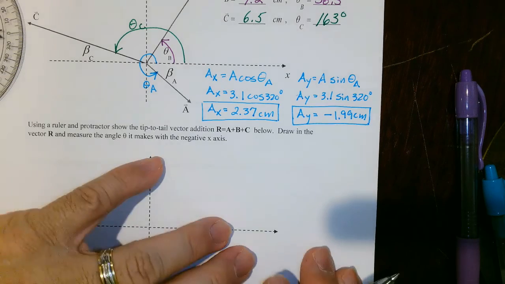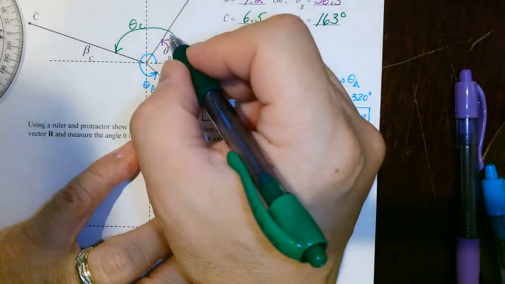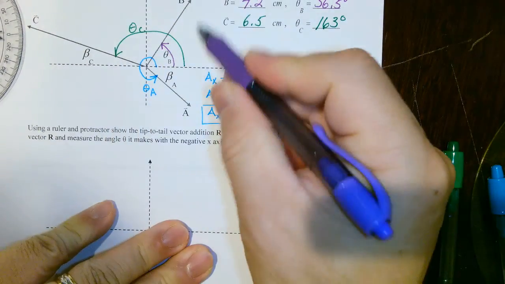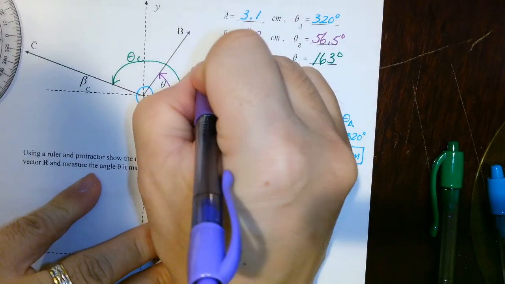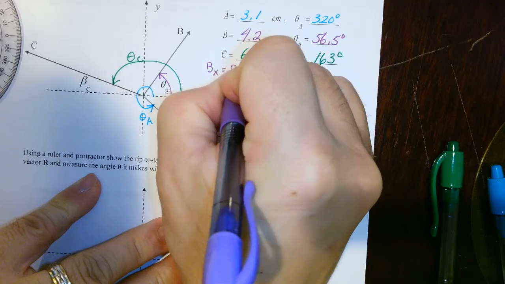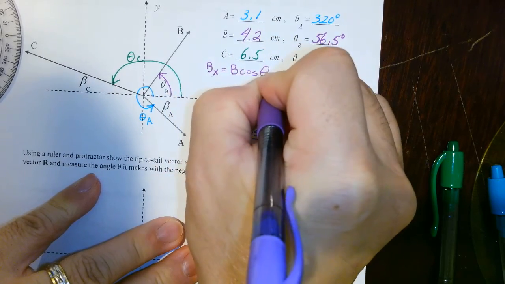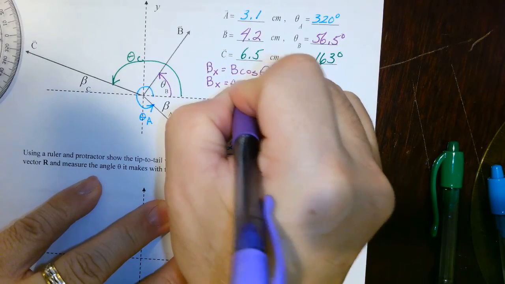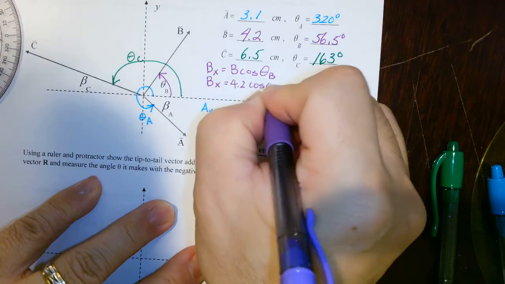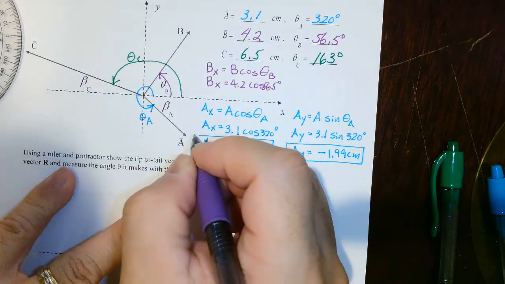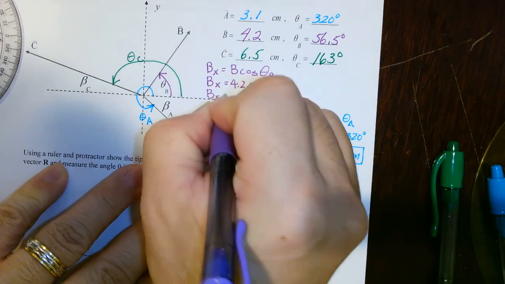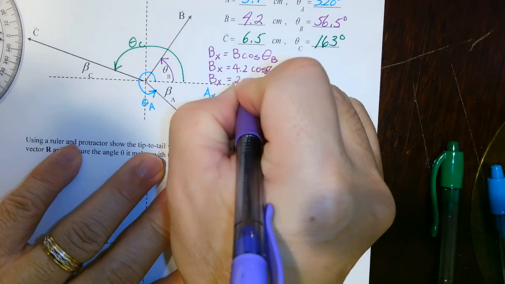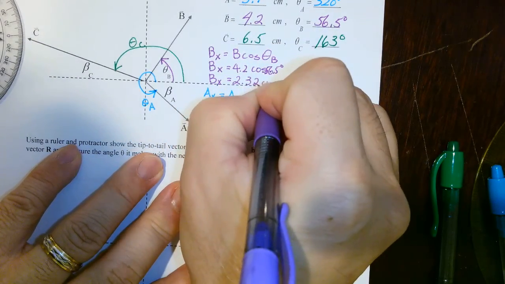Now, let's calculate BX and BY. So here's my BX, my BY will be this. BX is equal to B times cosine of theta B. So my BX is equal to 4.2 times cosine of 56.5 degrees. When you plug that in, I think you get 2.32 centimeters.